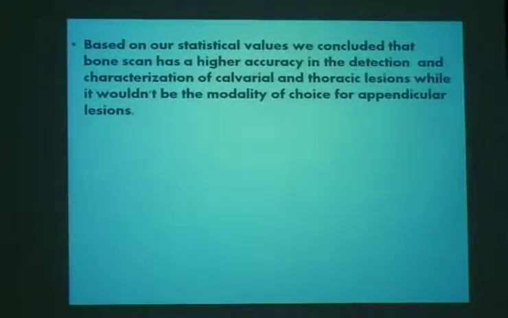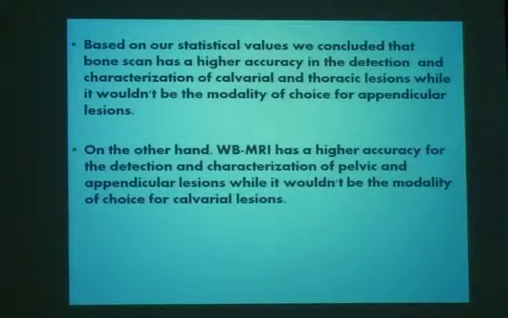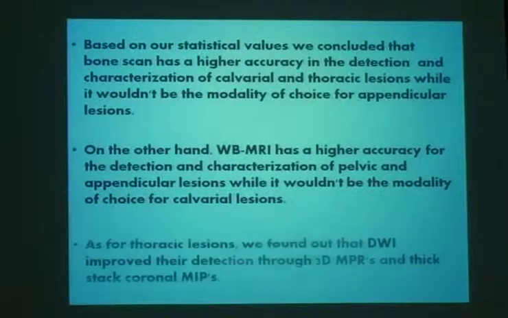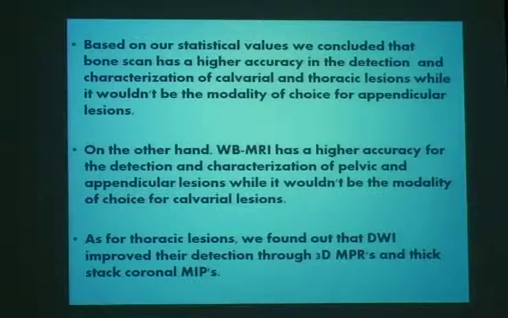To conclude, based on our statistical values, we concluded that bone scan has a higher accuracy in the detection and characterization of calvarial and thoracic lesions, while it wouldn't be the first modality of choice for appendicular lesions. On the other hand, whole-body MRI has a higher accuracy for the detection and characterization of pelvic and appendicular lesions, while it wouldn't be the modality of choice for calvarial lesions. As for the thoracic lesions, we found out that diffusion-weighted imaging improved their detection through the 3D MIPs and MPRs and the thick stack MIPs.